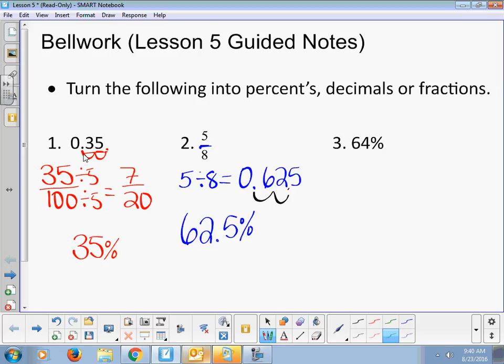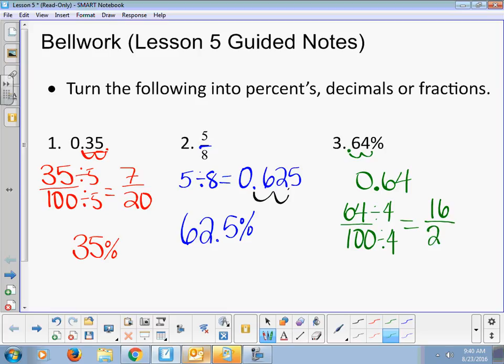And our last example, we are given 64%. We can move our decimal place 2 to the left to get our decimal, and we have 0.64 or 64 hundredths. And percents are always out of what number? 100. So as a fraction, it's 64 over 100. And what can we divide both of those by to simplify? 4. 64 divided by 4 is 16. 100 divided by 4 is 25. So there's our simplified fraction.